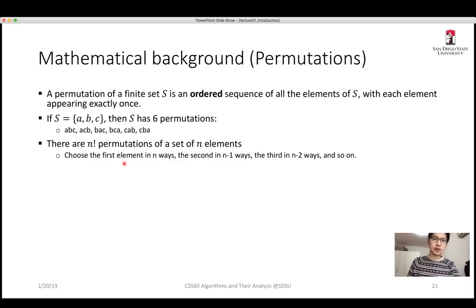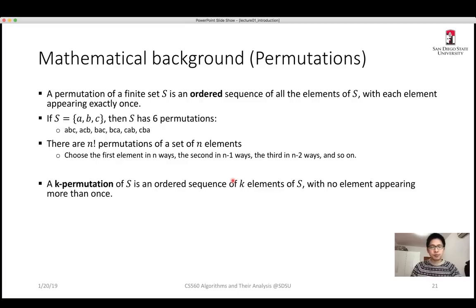You can prove this by thinking of the ways of creating a permutation. We need to choose n elements from the finite set. When we choose the first element, there are n ways, right? Once we remove that element, when we choose the second element, there are n minus 1 ways. And then for the third element, there are n minus 2. So if we want to choose n elements, there will be n factorial total permutations.